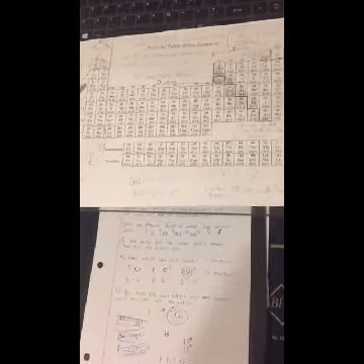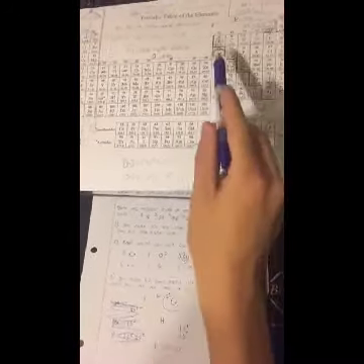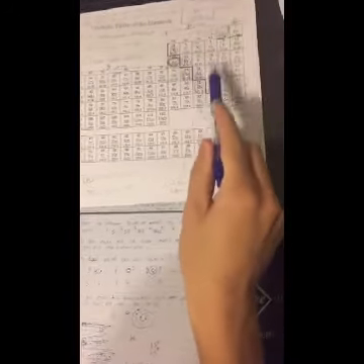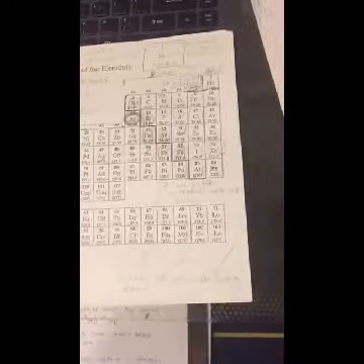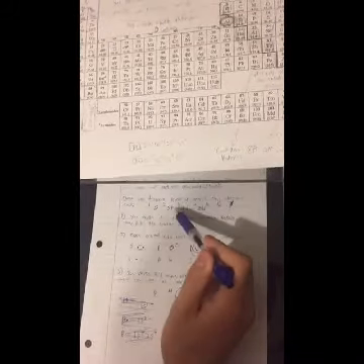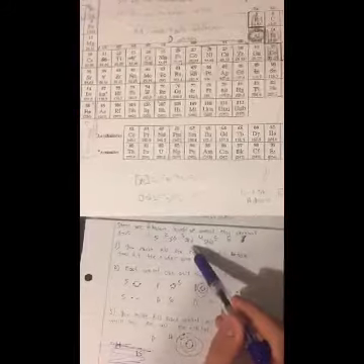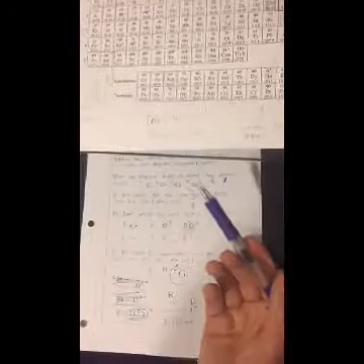That is your s orbital region. Your p orbital group is your 3A, 4A, 5A, 6A, 7A, and 8A groups, excluding helium, which is part of the s group. Those are the elements that are going to be in your p orbitals. And then the transition metals are going to be your d orbitals.